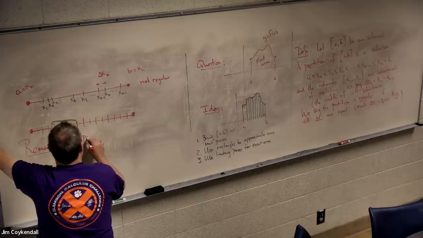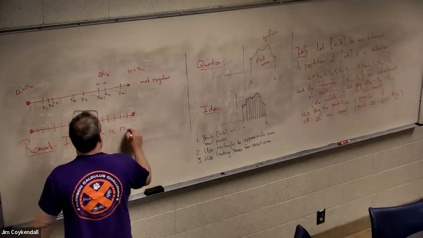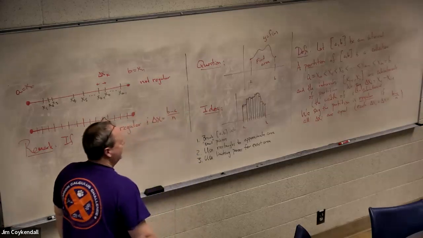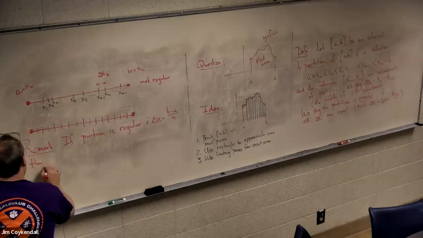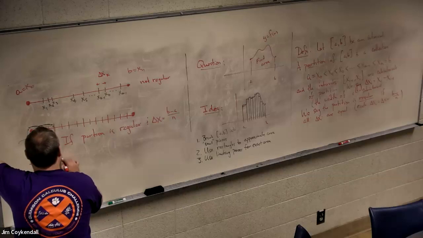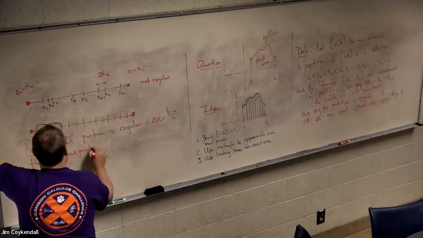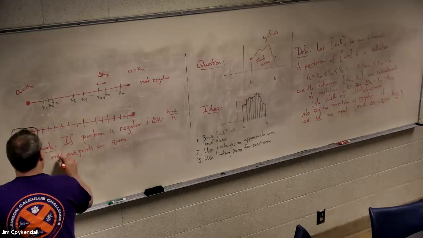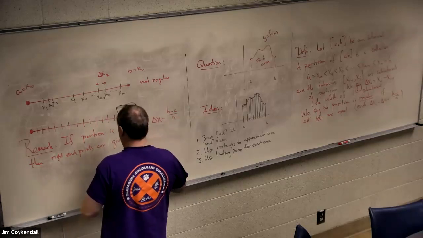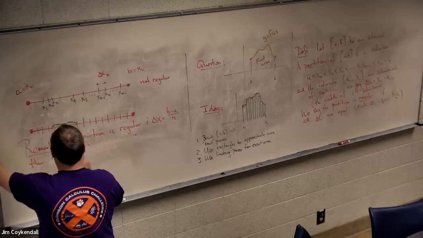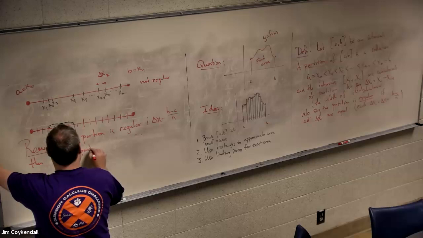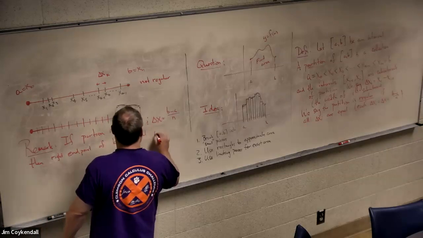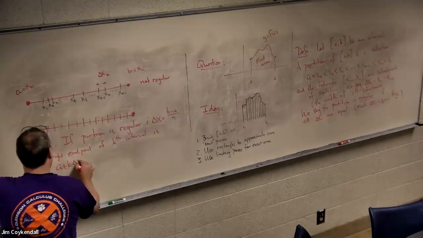If the partition is regular, and the width of each is b minus a over n, then the right endpoint of the kth interval is given by a plus k delta x.